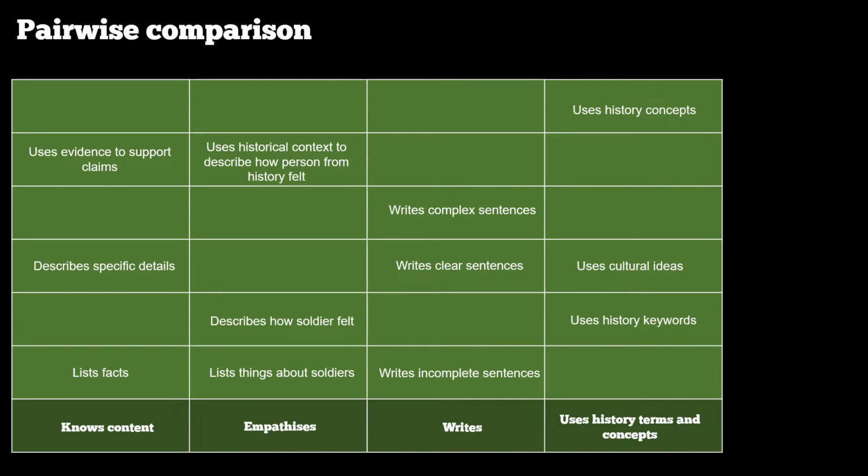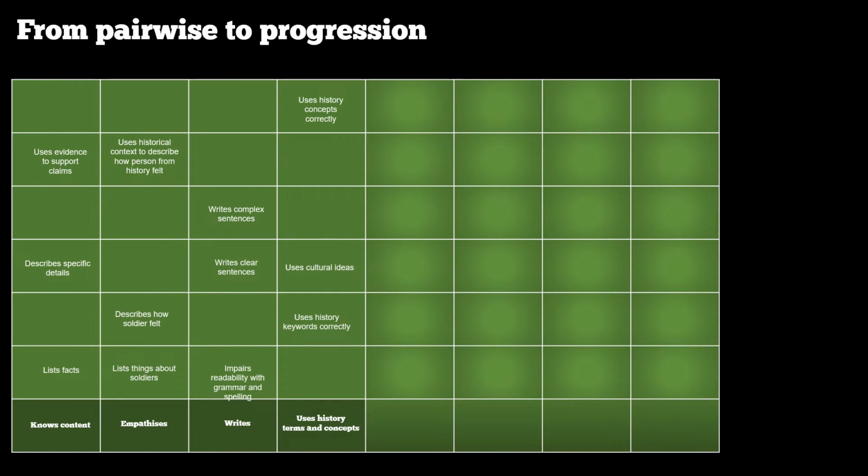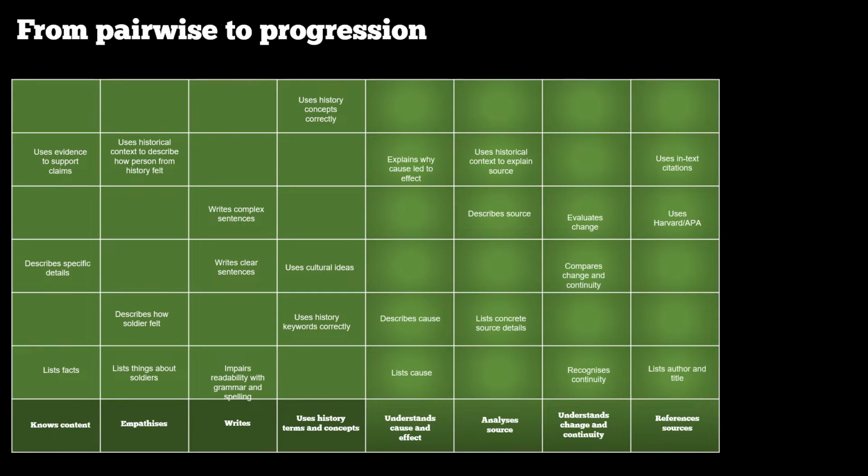What I'm talking about here is a progression just for a single assessment task. If you want to turn it into a progression for a whole year level, you just need to add in all of the assessment tasks that you would have assessed for that year level, right? So in this example, I did a history writing task and a history source analysis task. I did a pairwise comparison on both of them.